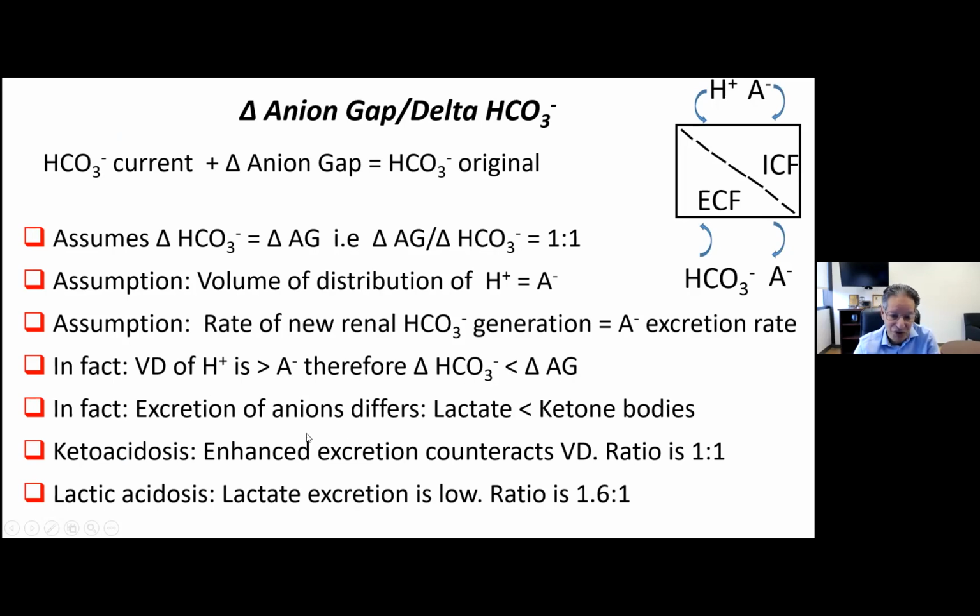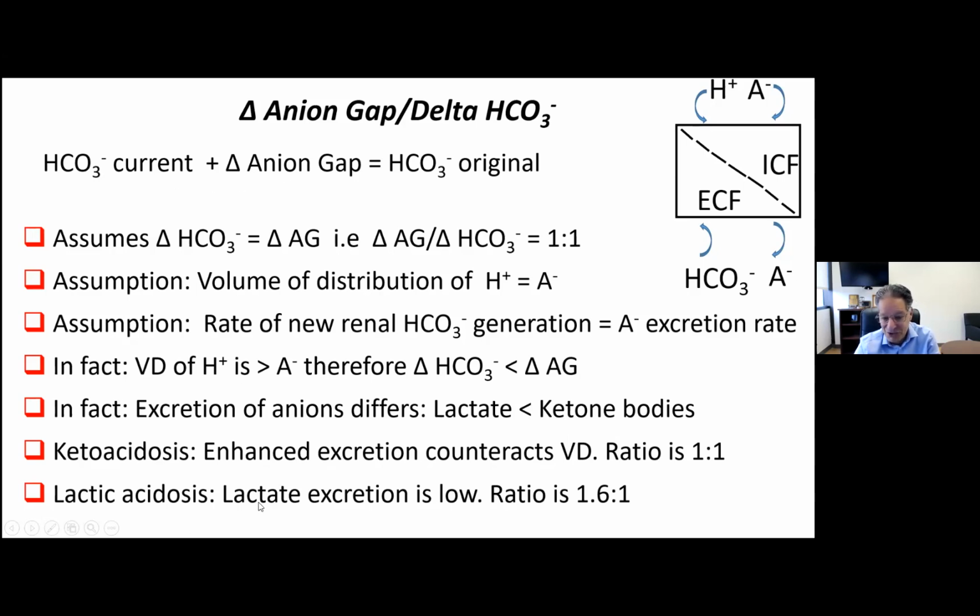And in addition, the excretion of anions differs. The excretion of lactate is much less than ketone bodies for the same load, just because we have transporters that can reabsorb the lactate from the glomerular filtrate, whereas the reabsorption of ketone bodies is less efficient. So in ketoacidosis, the enhanced excretion counteracts the volume of distribution effect, and empirically the ratio of the change in anion gap to change in bicarbonate is about 1:1.